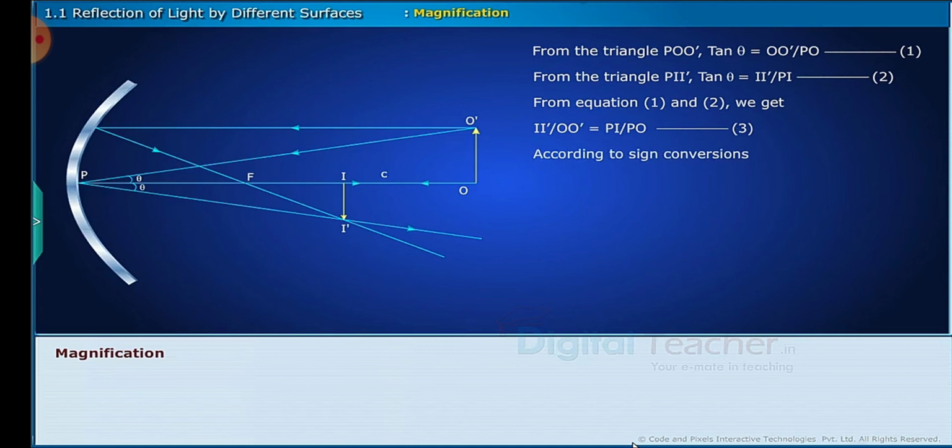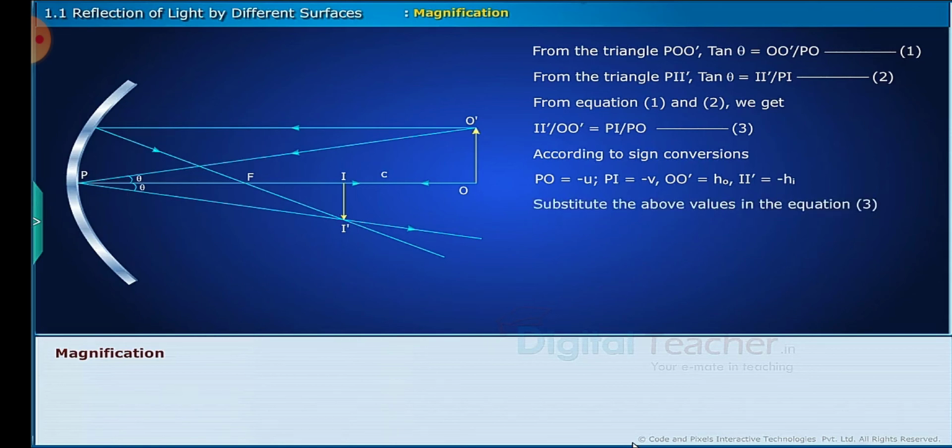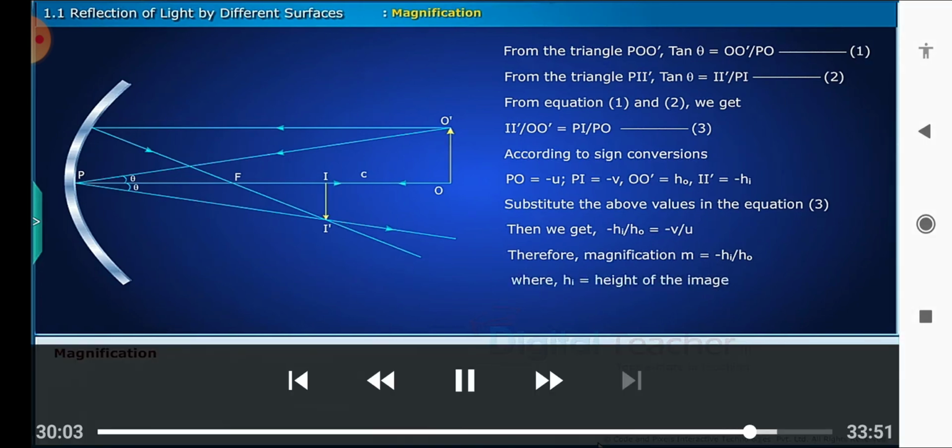According to sign conventions, the object distance is minus U. Image distance is minus V. Height of the object is HO. Height of the image is minus HI. Substitute the above values in equation 3. Then we get minus HI by HO is equal to minus V by minus U. Therefore, magnification M is equal to HI by HO, where HI is equal to the height of the image and HO is the height of the object.